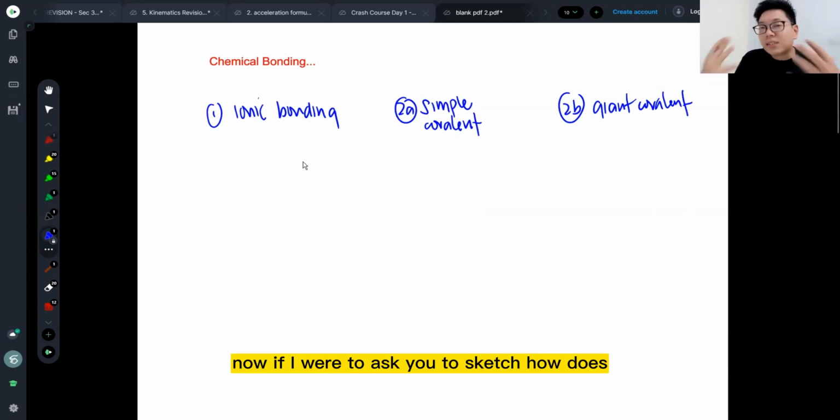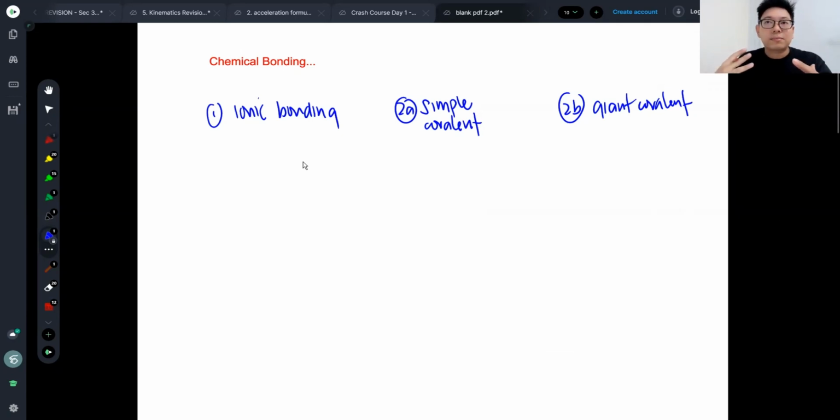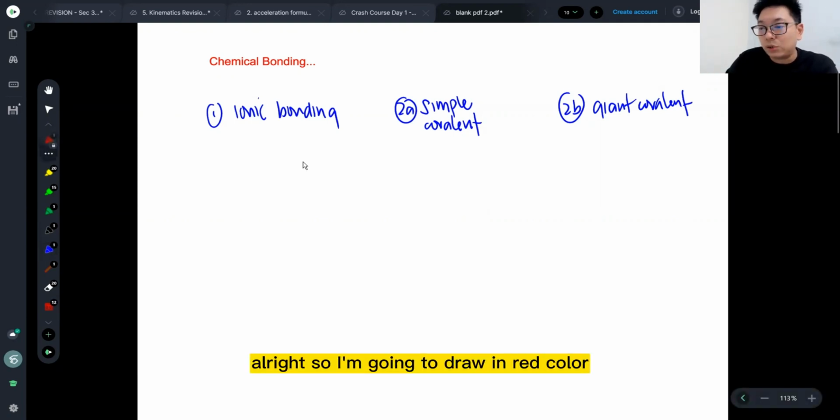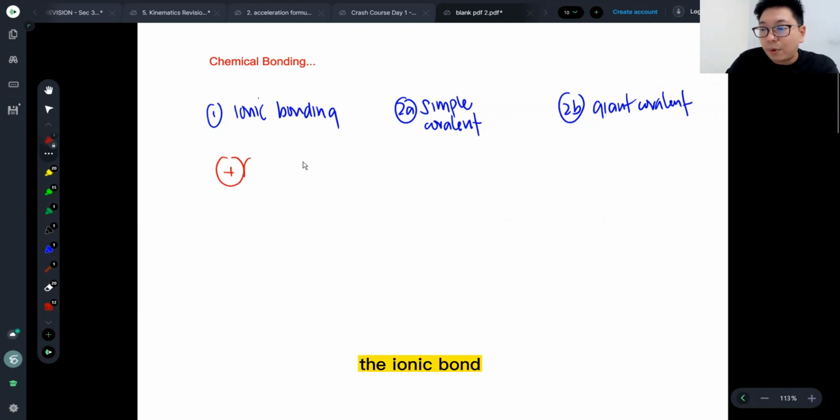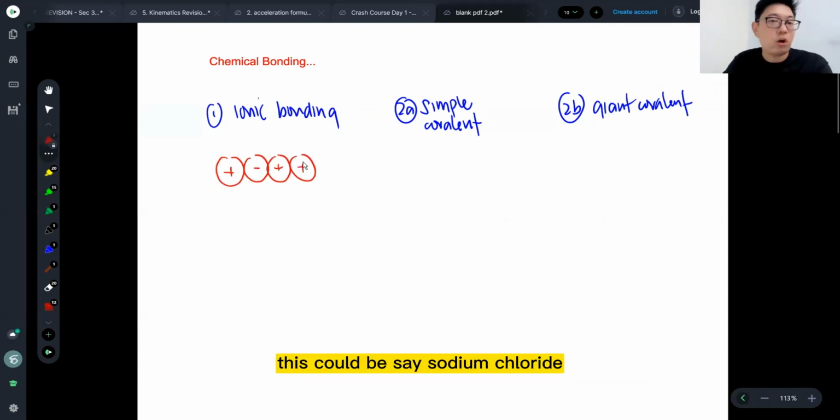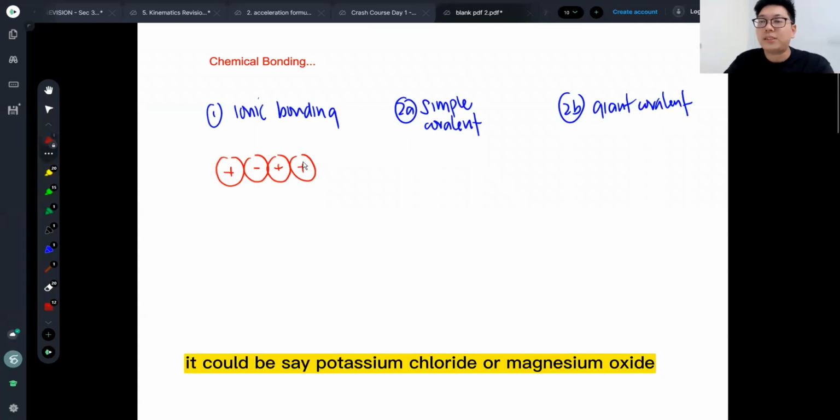Now, if I were to ask you to sketch, how does it look like at a molecular level? You need to be able to visualize this. All right, so I'm going to draw in red color. You need to be able to visualize that the ionic bond or the ionic compounds will look something like that. This could be, say, sodium chloride. It could be, say, potassium chloride or magnesium oxide, whatever.